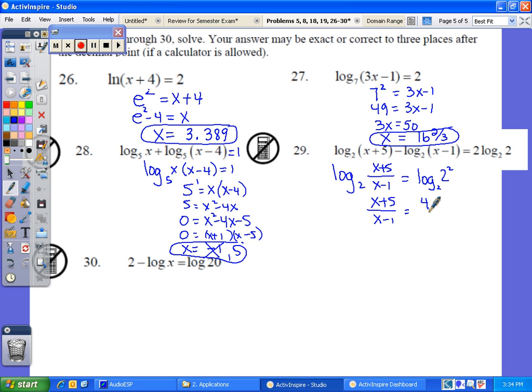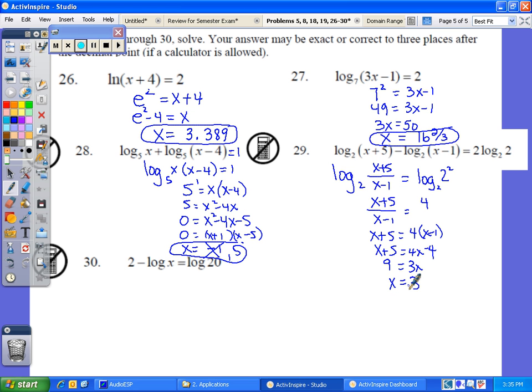And I have a fraction on the left and a number 4 on the right. I'm going to clear the denominator by multiplying x minus 1 times each side mentally, and I would get 4 times x minus 1. Now we have a linear equation, which is easy to solve. I have x plus 5 equals 4x minus 4. I'm going to pull the x to the right, get 3x, and the negative 4 to the left and get a positive 9. And I have x is equal to 3.